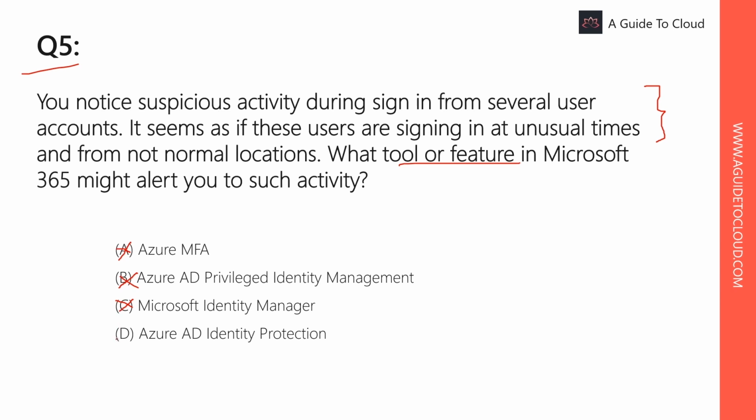Is it Azure AD Identity Protection? Absolutely right, because Azure AD Identity Protection is the feature which can help you detect a user signing in from an unusual location, impossible travel time, or signing in at an unusual time. You can find that behavioral data as well. So the right answer is option D.